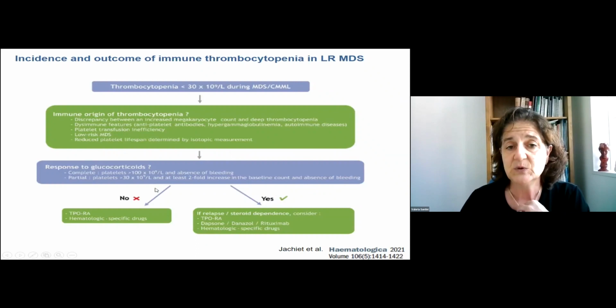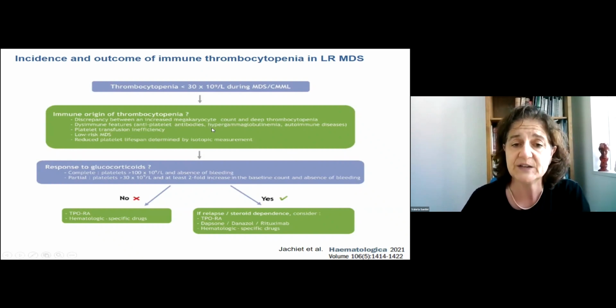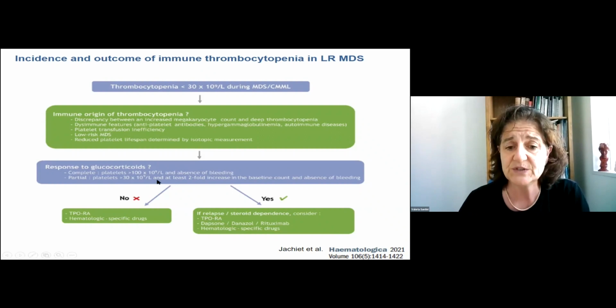This is an algorithm. We have to think about immune thrombocytopenia in lower risk MDS, especially if we see a bone marrow, like in our case, in which megakaryocytes were stimulated, if the platelet transfusion is completely inefficacious, or even, in our case, worsening thrombocytopenia. The first thing to do is to treat with glucocorticoids. If there is a good response, just keep the patient under control. In case of relapse or no response, think about applying TPO agonists.